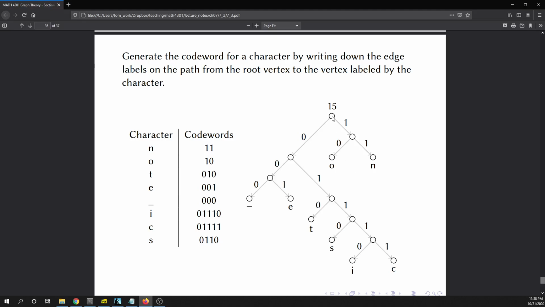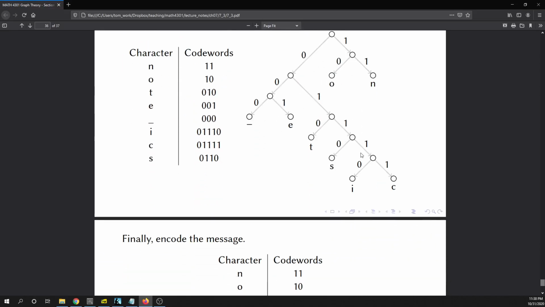So that's what you would do. Just go over the digits and let the digits choose which side of the tree you go on. When you hit a leaf, you write down that character, then go back up to the root and follow that process over and over again. So it would allow you to decode efficiently as well.